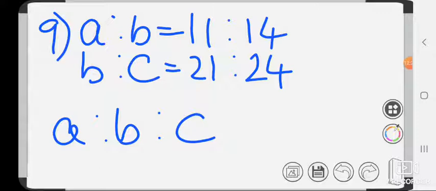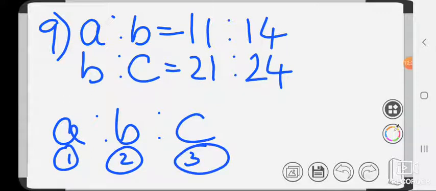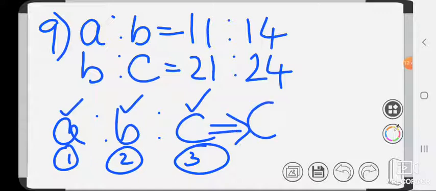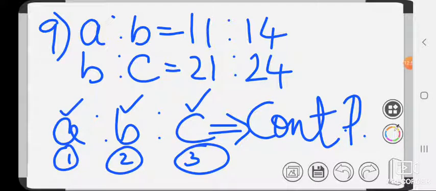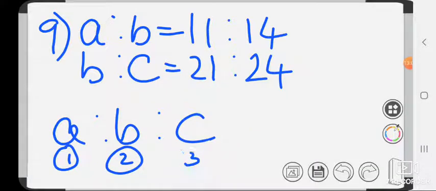Can you tell me what type of proportion this is? There are only 3 terms, isn't it? First term, second term, and this is the third term. First term is first proportion, mean proportion, and third proportion. So what type of proportion is this? This is continued proportion, isn't it? So we understood this is continued proportion. So how can we solve this continued proportion problem?